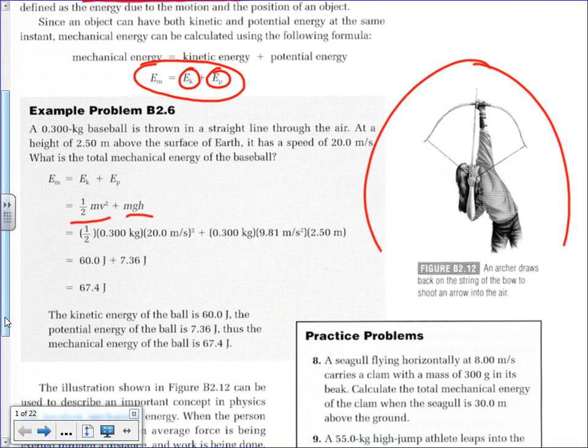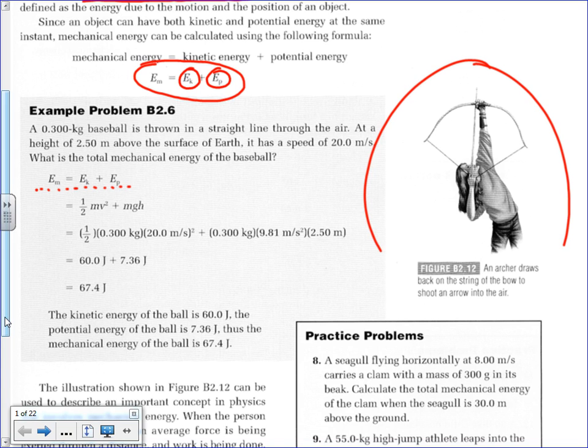Okay, example B2.6. So we have this 0.3 kilogram baseball, okay, thrown in a straight line through the air. It has a height of 2.5 meters above the surface of the Earth. Does it have potential energy? Yes, it does. Okay, and it has a speed of 20 meters per second. Does it also have kinetic? Yes. All right, so we want to find the total mechanical energy of the baseball. Well, as we said before, mechanical energy is the sum of an object's kinetic and potential energies. All right, so 1/2 mv squared plus mgh will allow me to calculate the total mechanical energy of the object.